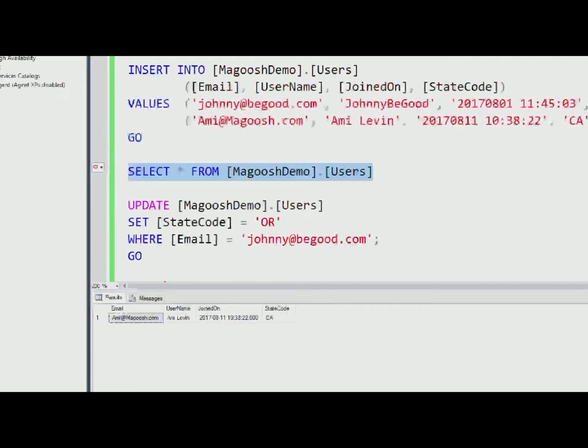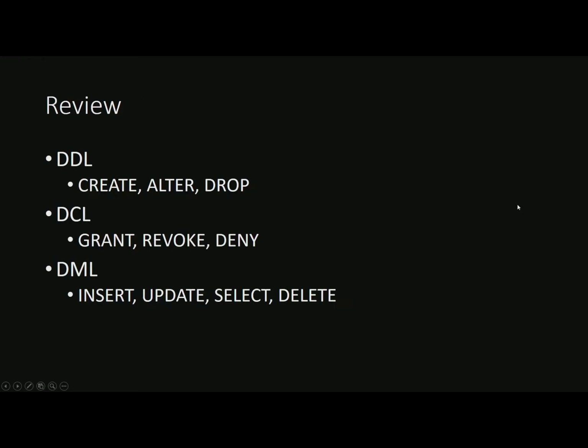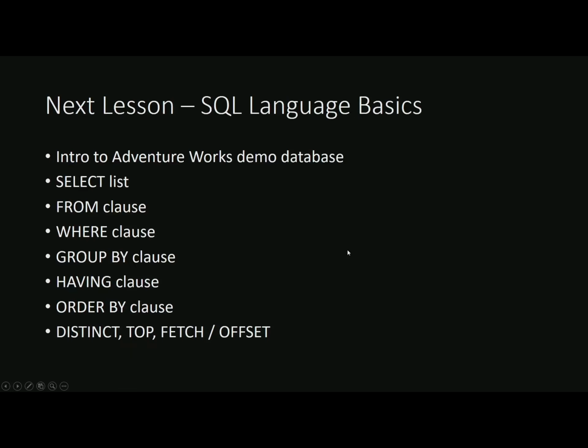So let's take a quick look at what we had so far. DDL we use to define the data object, create, alter, and drop. DCL, set permissions, grant, revoke, and some engines deny. DML, insert, update, select, and delete. In the next lesson, we are going to go deeper into the various clauses of the select list in preparation for what's going to come following later, which is going to be the query logical processing, which is going to put everything in the right place.